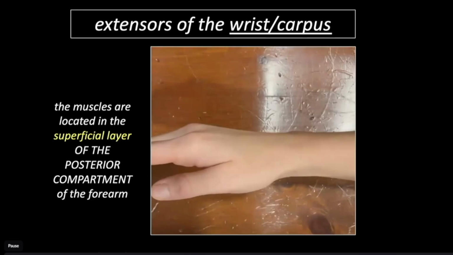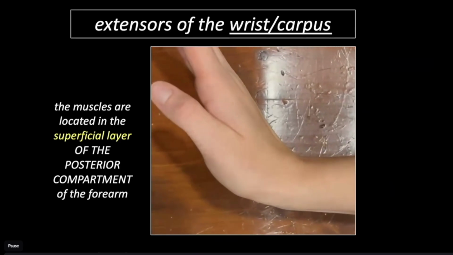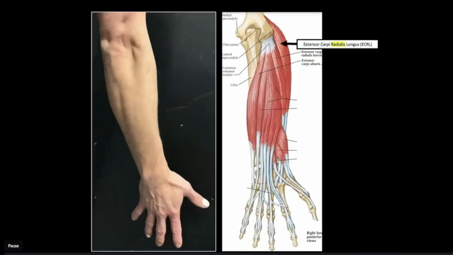The muscles are located in the superficial layer of the posterior compartment of the forearm. They include extensor carpi radialis longus, or ECRL. Just a heads up, I'm going to be using the acronyms moving forward. The origin is at the supracondylar ridge of the humerus, insertion on the base of the 2nd metacarpal.